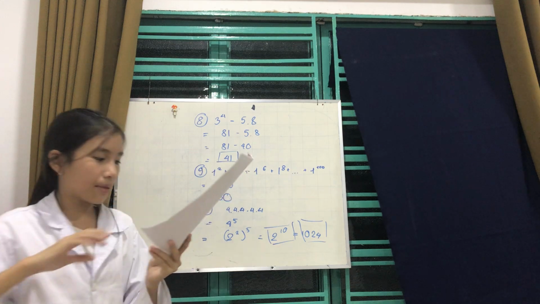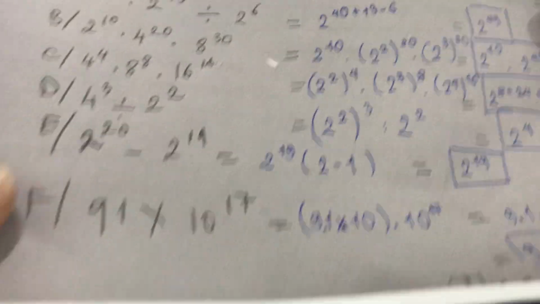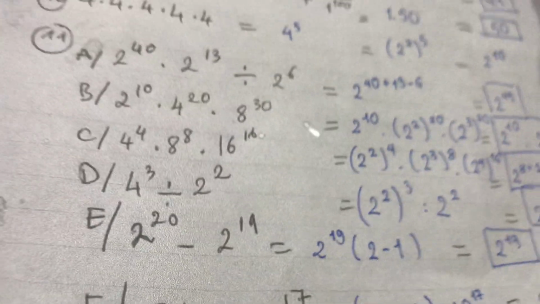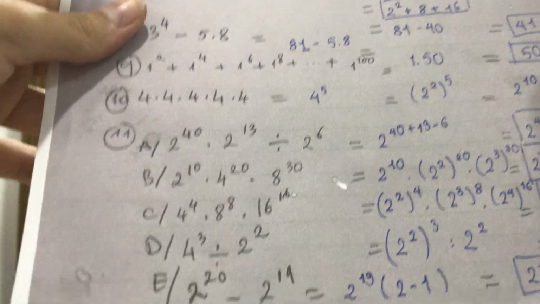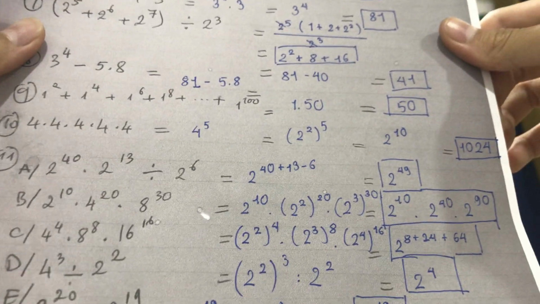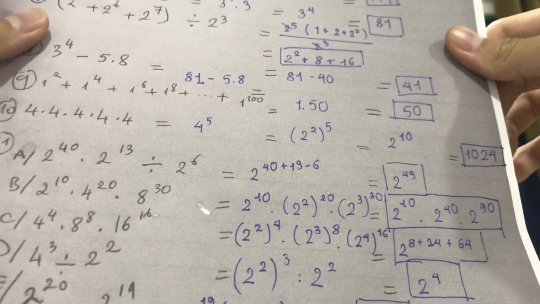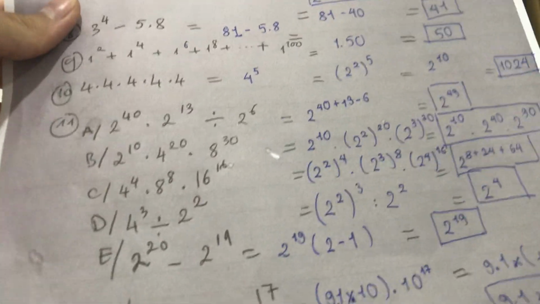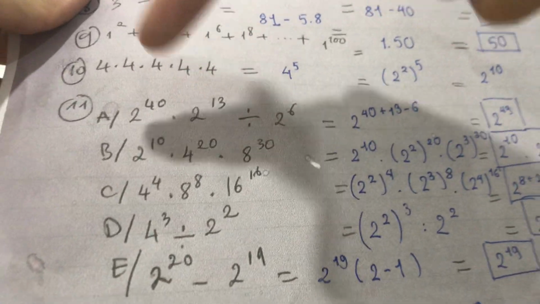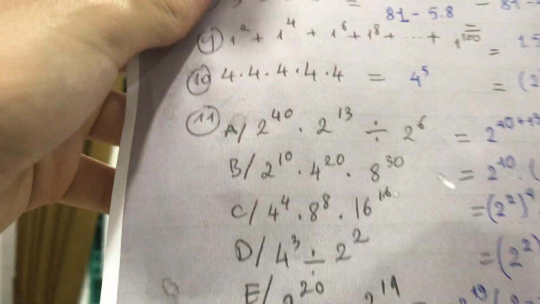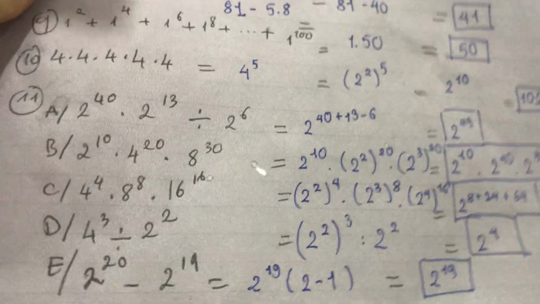Now for the final problem, problem number 11, I want to show it on the paper. Firstly, we have 2 to the power of 40 times 2 to the power of 13 divided by 2 to the power of 6, which will equal 2 to the power of 40 plus 13 minus 6, which will equal 2 to the power of 49. And of course, this uses the basic property of multiplication and division as well, because multiplication of exponents means adding the exponents, and division is the exact opposite, which is subtraction.